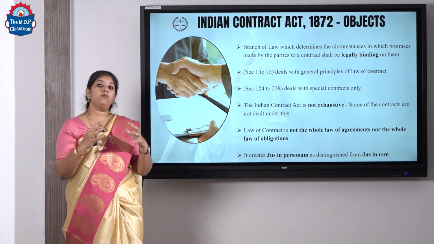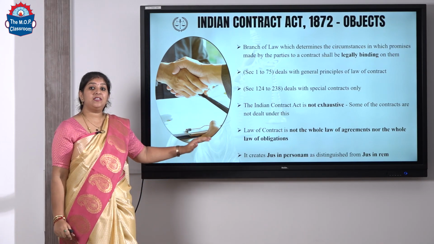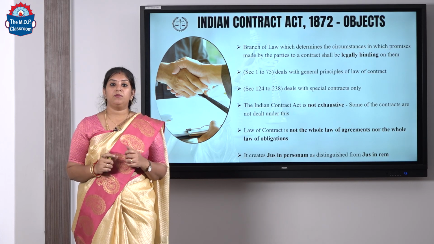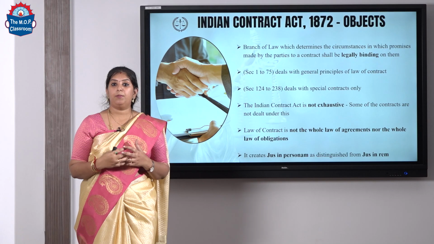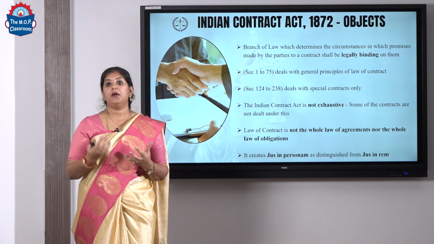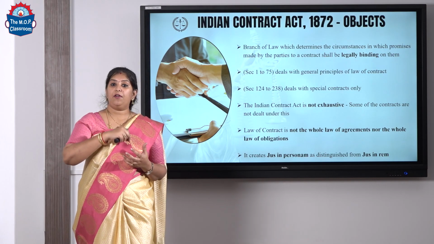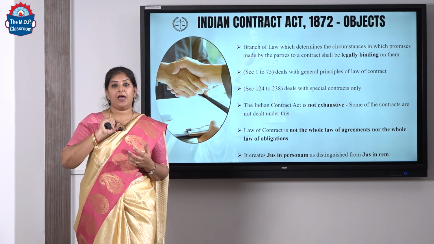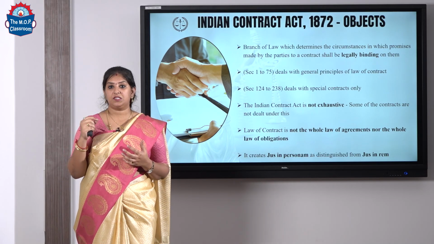So there are certain things which are not under the purview. And then it creates jus in rem and jus in personam. When we say jus in rem, it means a right against a specific thing. For example, when I am having a piece of land, I am possessing it and I can enjoy the land. Every other member of the general public cannot do it. So I have a right against every other member of the public. That is called jus in rem.